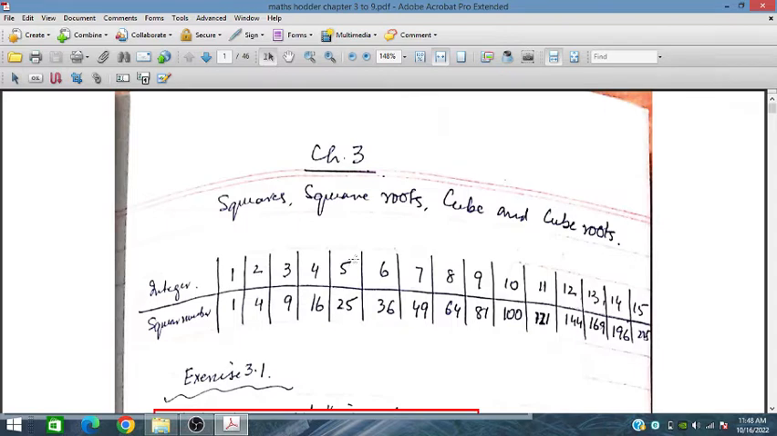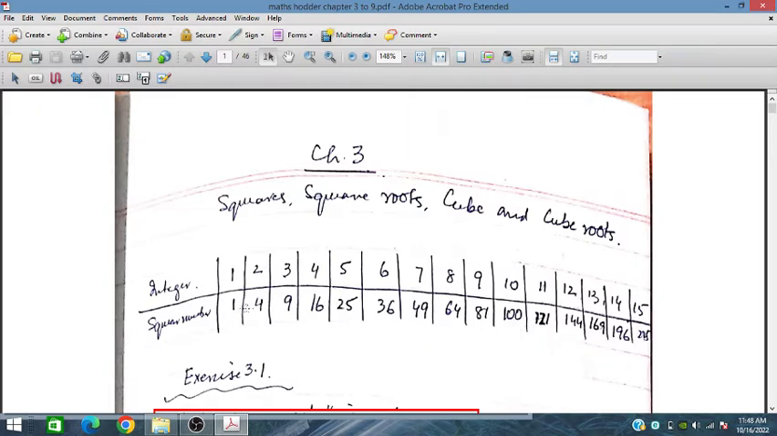Some of the integers, their square numbers are very popular or very magical numbers. These should be remembered by most of our O-level students because these numbers usually appear in various exercises. So I recommend all O-level and IGCSE students to memorize or practice these numbers so they can be memorized easily.